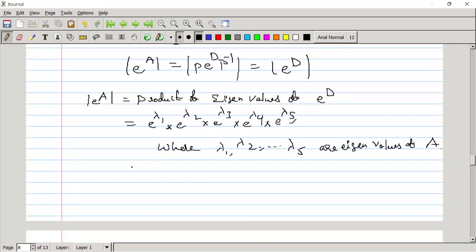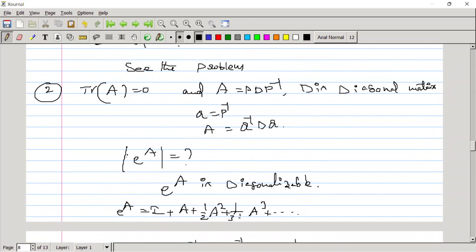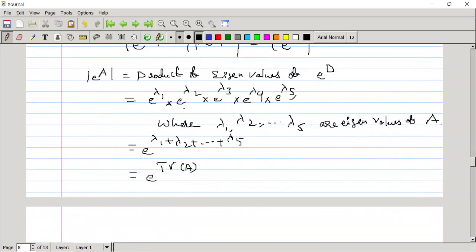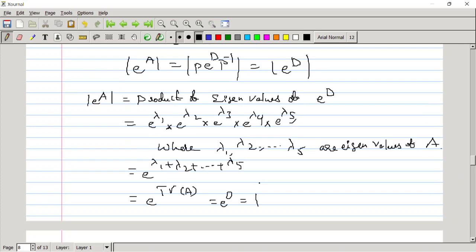So by this we can say this is equal to e power lambda 1 plus lambda 2 plus and so on plus lambda 5. Here lambda 1, lambda 2 up to lambda 5 are eigenvalues, and their sum is nothing but the trace of A. By the property that A is skew symmetric, trace of A equals 0. So we write e power 0, which is nothing but 1. So the determinant of the matrix e power A is nothing but 1.